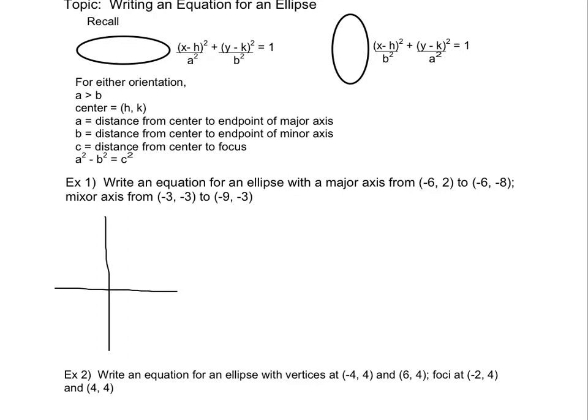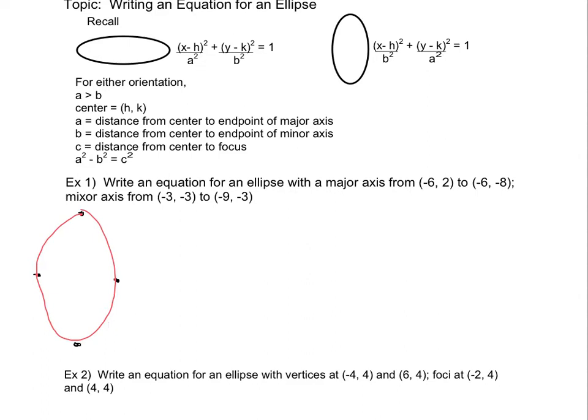But let's see, my major axis, my longer axis, goes from -6 to 2, and when I graph it out, I'm not even going to use an XY plane. I'm just going to say that I would go back 6 and up 2, and then I would go back 6 and down 8, and then for my minor axis I would go back 3 and down 3, so maybe somewhere like here, and back 9 and down 3, so maybe somewhere like here. So my ellipse should look something like this.